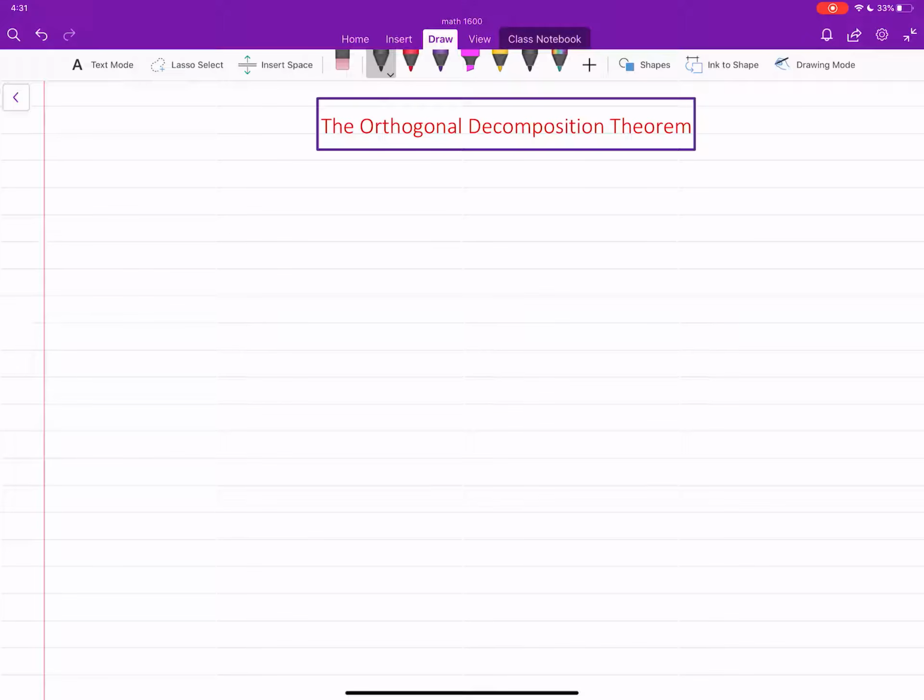Hi, in this video we will study the properties of the orthogonal projection of a vector onto a subspace and prove the orthogonal decomposition theorem. Throughout this video we are assuming that W is a subspace of Rn.